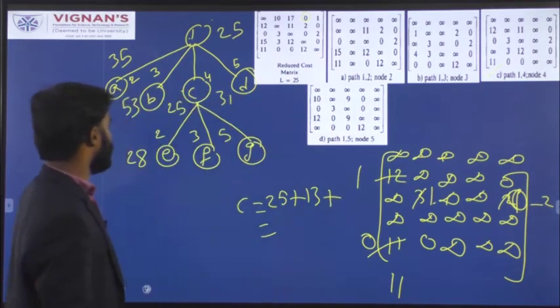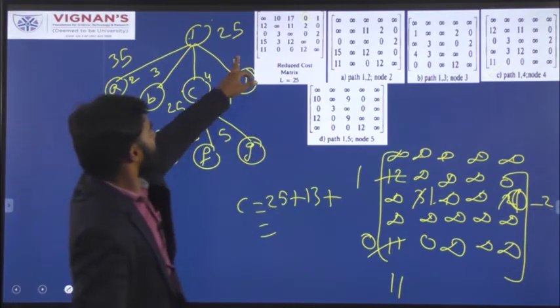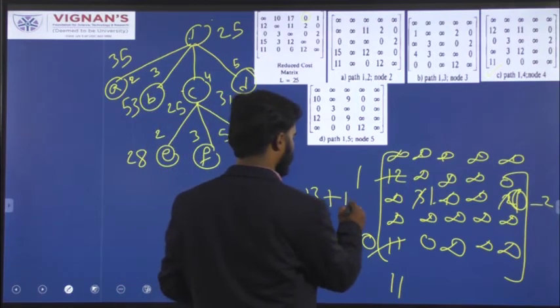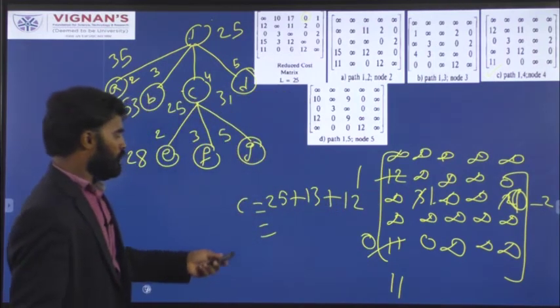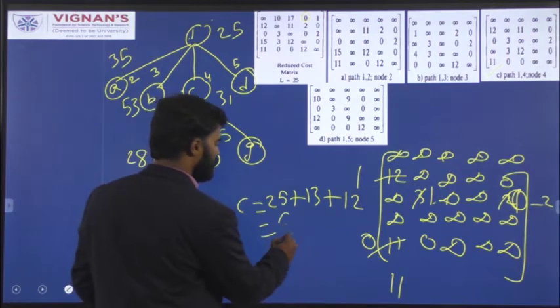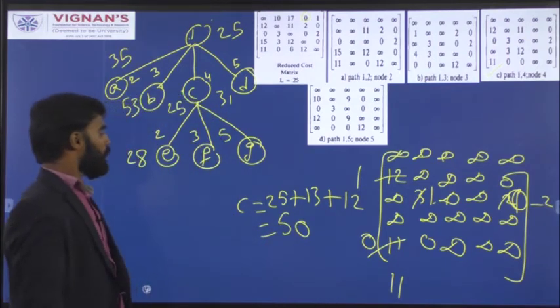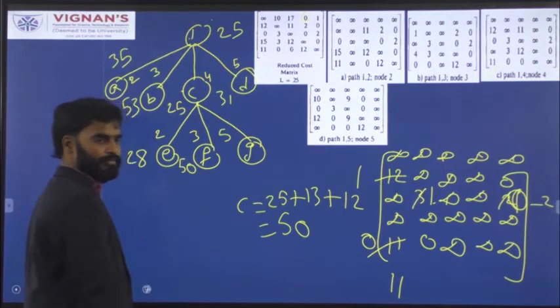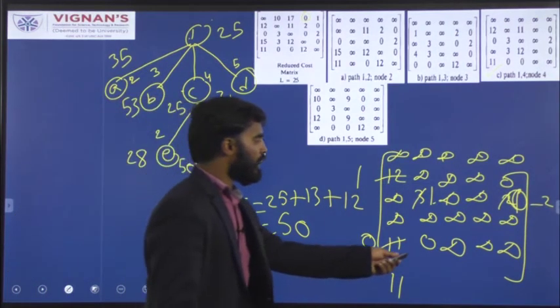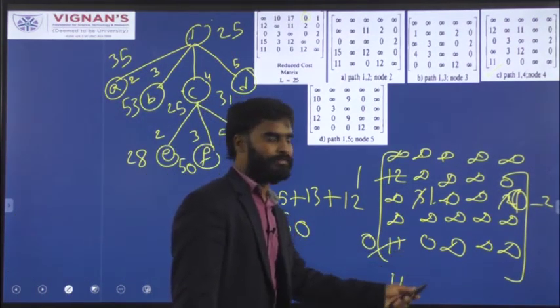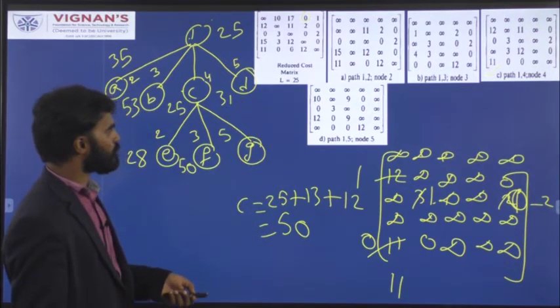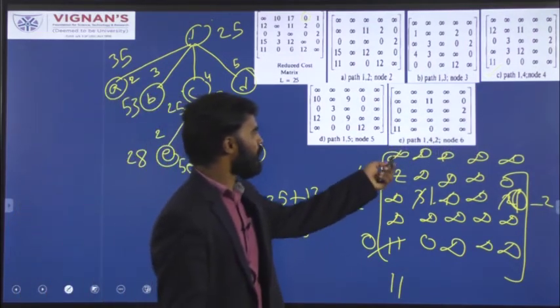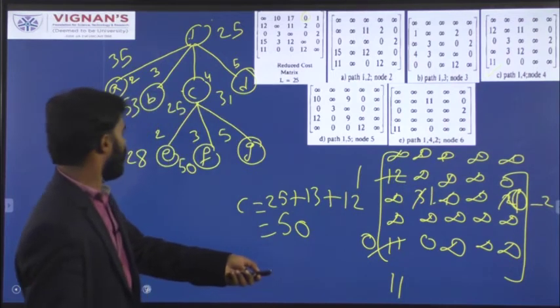and the distance from 4 to 3. 4 to 3 is 12. Okay. So the total cost is 50. So the cost of node F is 50. So this is the final reduced matrix for node F.